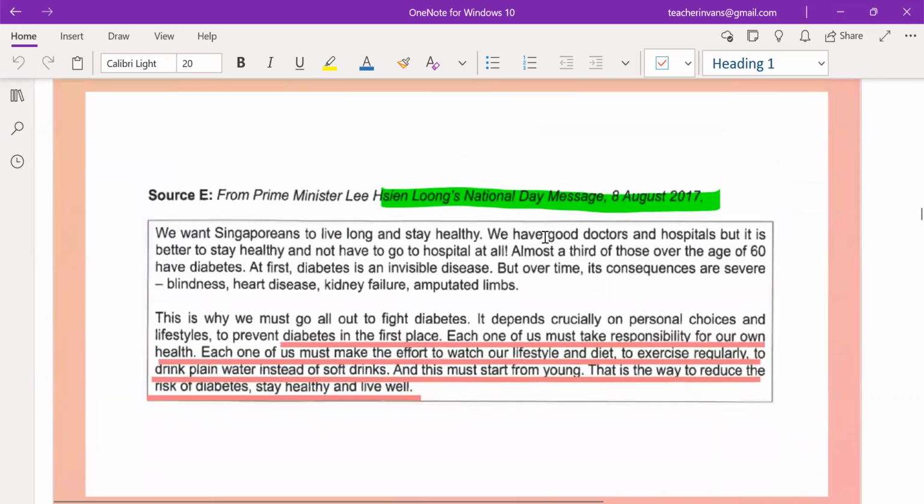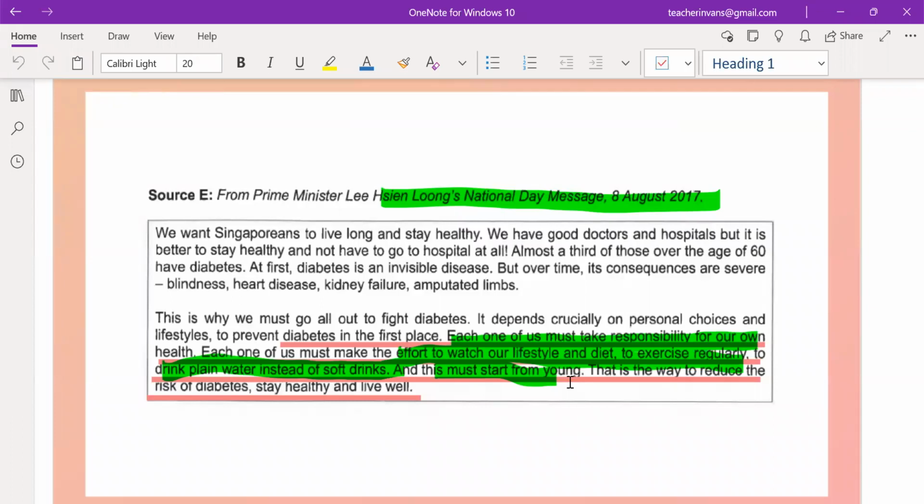Okay, so it says here about Singaporeans, they must be healthy. And the second paragraph states that it is not the tax. In fact, what it says here is each one of us must take responsibility, must make an effort to exercise, to change our diet, in fact, to start from young. That means education is key, so that we don't get diabetes. So here, the minister is saying that yes, this is the problem.